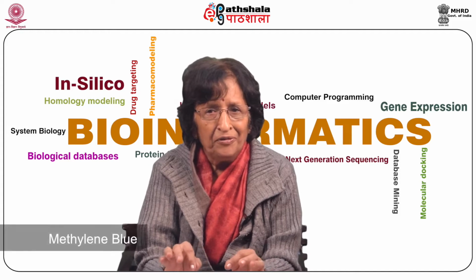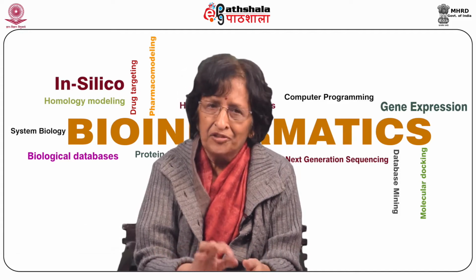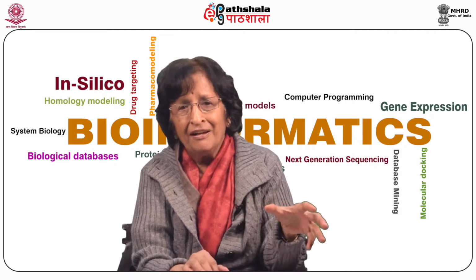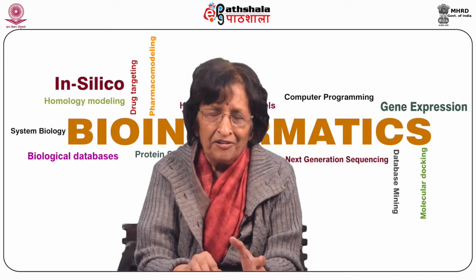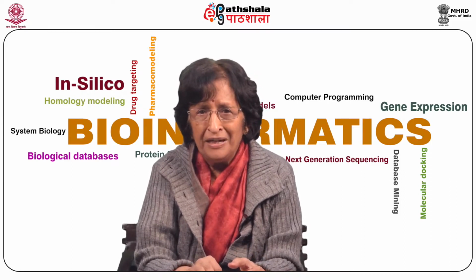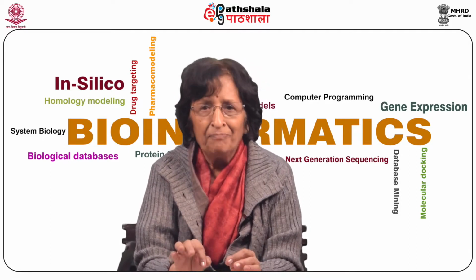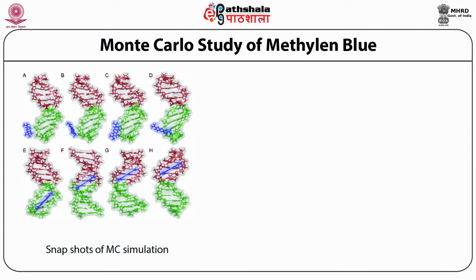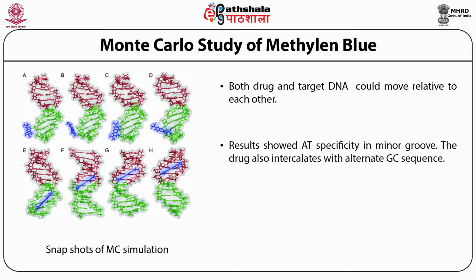Interaction of methylene blue, which has anti-malarial activity, was studied with GC 80 80 80. The sequence has first a GC type of structure, then an AT type of structure. The reason was that methylene blue binding depends only on the base sequence and not on the propensity to bind by intercalation, in the major groove or minor groove. We show in this picture a snapshot of Monte Carlo simulation of methylene blue with DNA. Both drug and target DNA molecule were allowed to move relative to each other. Results showed AT specificity in the minor groove, but the drug also intercalated with the alternate GC sequence.